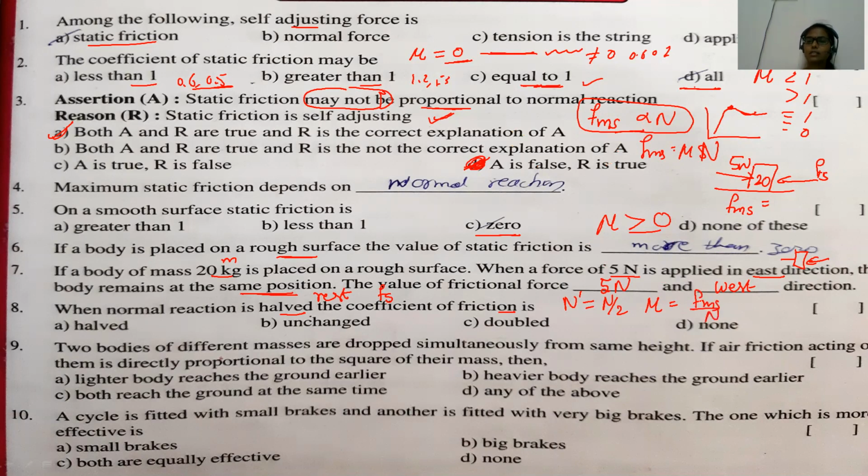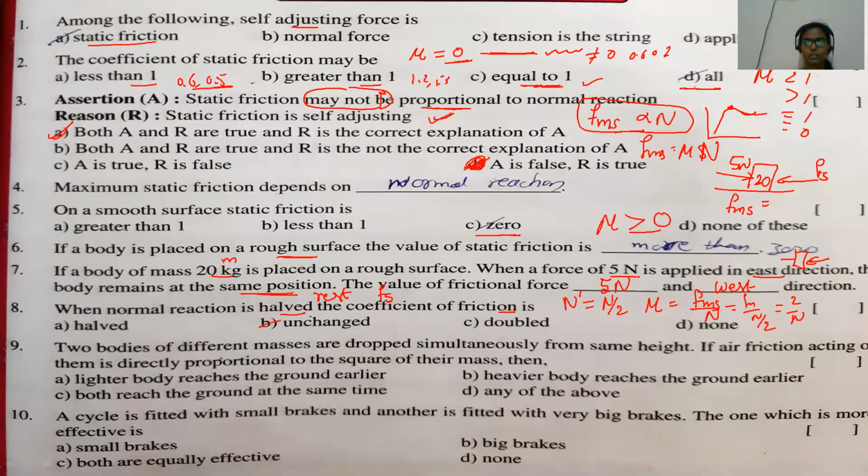When f_s is constant, imagine when N is halved, as they have given. So in place of N, just put f_s by N by 2. What will happen, children, when you put N by 2? It becomes 2 by N, right? So what happened to the coefficient of friction in that condition? You can see, in the 8th question, it is unchanged.